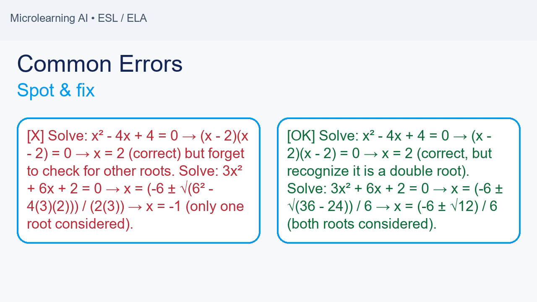Correct versions are: Solve x squared minus 4x plus 4 equals 0. x minus 2 equals 0. x equals 2. Correct, but recognize it as a double root. Solve 3x squared plus 6x plus 2 equals 0. x equals negative 6 plus or minus the square root of 36 minus 24, over 6. x equals negative 6 plus or minus the square root of 12, over 6. Both roots considered.